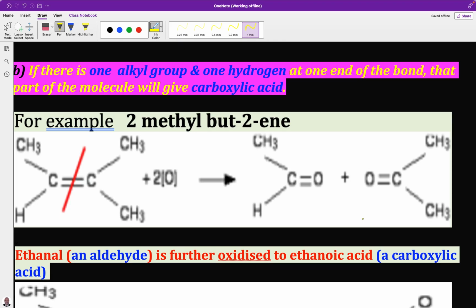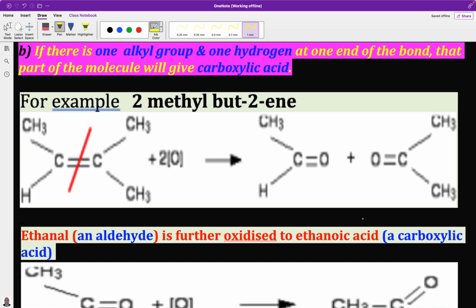How does it happen? Our example is 2-methyl-butene. Under this harsh condition, the carbon-carbon double bond will split. And when it splits, we have oxygen provided by the oxidizing agent. It will attach itself there. And the products formed will be what? We will have ethanal and propanone. Here we have ethanal, and we have propanone.